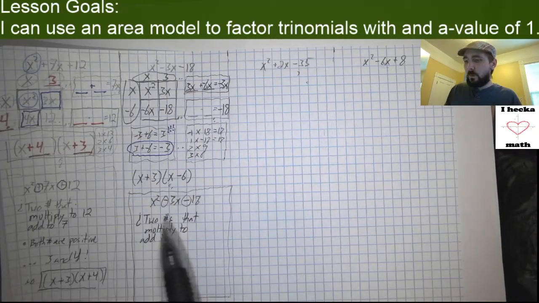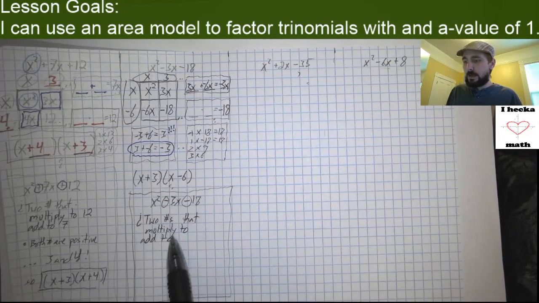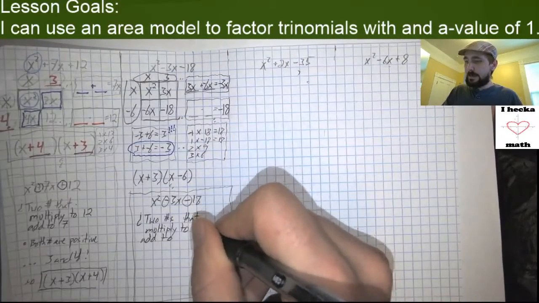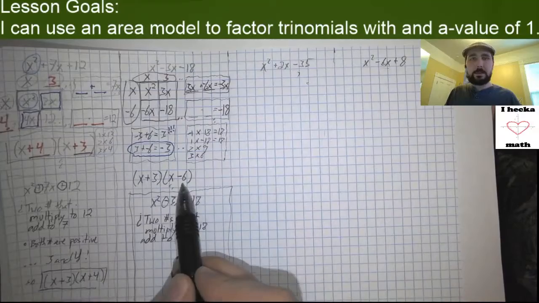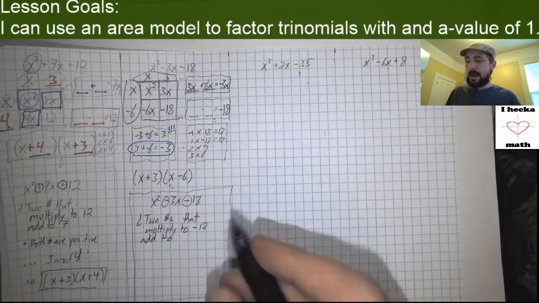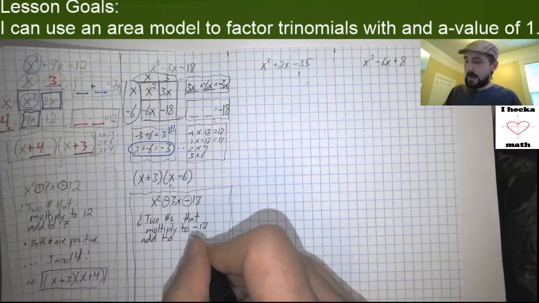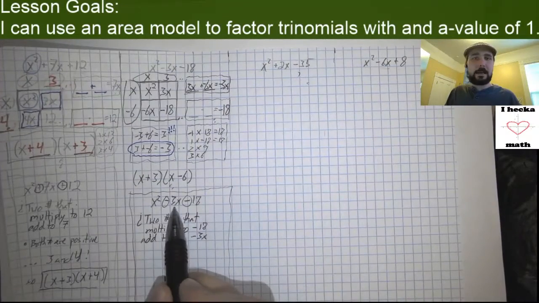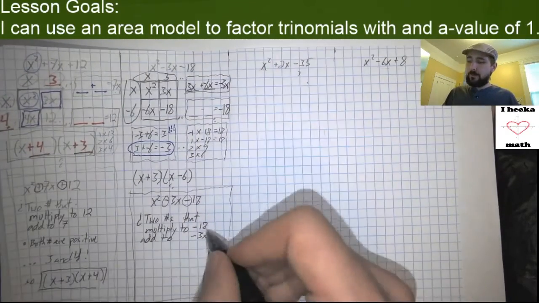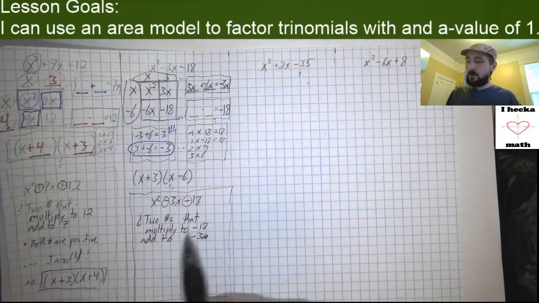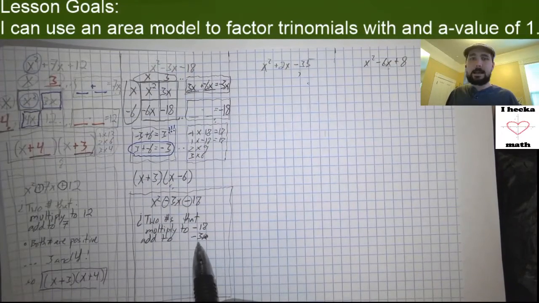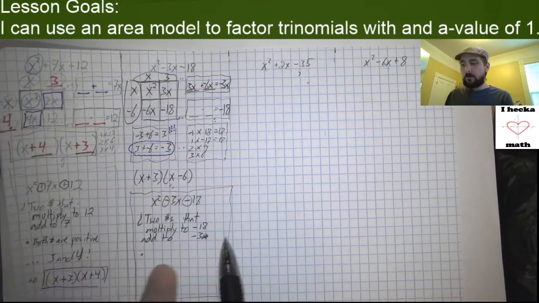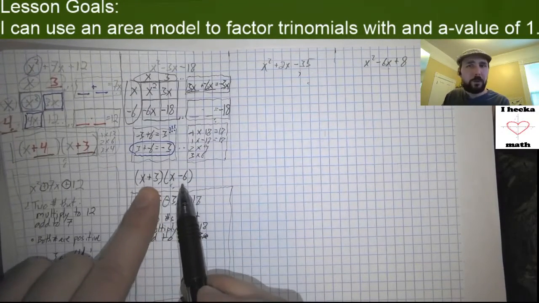Okay, so we are looking for two numbers that multiplied to negative 18, right? 3 times negative 6 is negative 18, and that added to negative 3x. And maybe if you don't want to include the x, that's fine as well. Two numbers that multiplied to negative 18 and added to negative 3. In contrast to the previous problem, in our final answer, were both of these numbers positive?